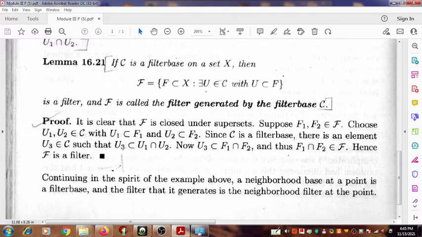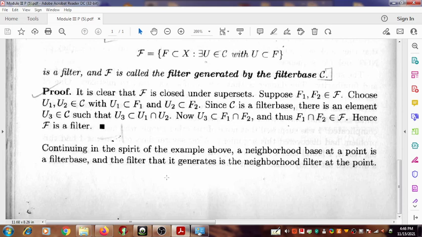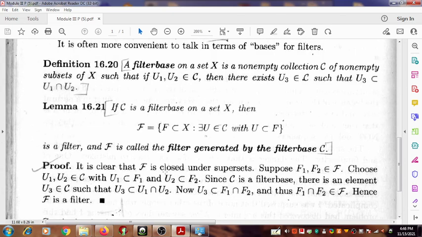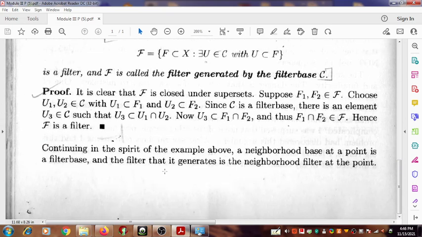Keeping this fact in mind, we can proceed. When we consider the intersection of F1 and F2, it is clear that U3 is a subset of F1 intersection F2, and U3 is present in C. Therefore F1 intersection F2 must also be present in script F, and hence script F is a filter. So the first condition is also satisfied, hence it's a filter. Okay, thank you.